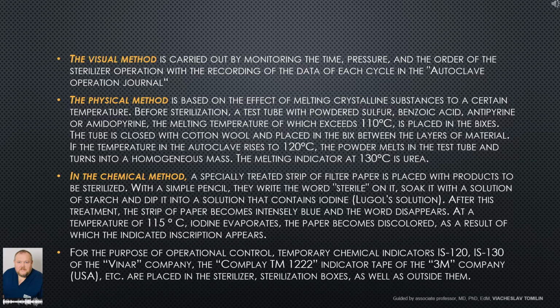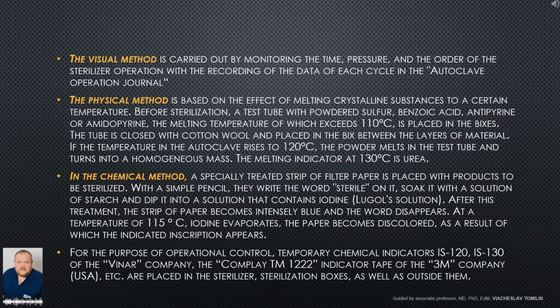The physical method is based on the effect of melting crystalline substances at a certain temperature. Before sterilization, a test tube with powdered sulfur, benzoic acid, antipyrine or imidapyrine, the melting temperature of which exceeds 110 degrees Celsius, is placed in the bixes. The tube is closed with cotton wool and placed in the bix between the layers of material. If the temperature in the autoclave rises to 120 degrees Celsius, the powder melts in the test tube and turns into a homogeneous mass. The melting indicator at 130 degrees Celsius is urea.